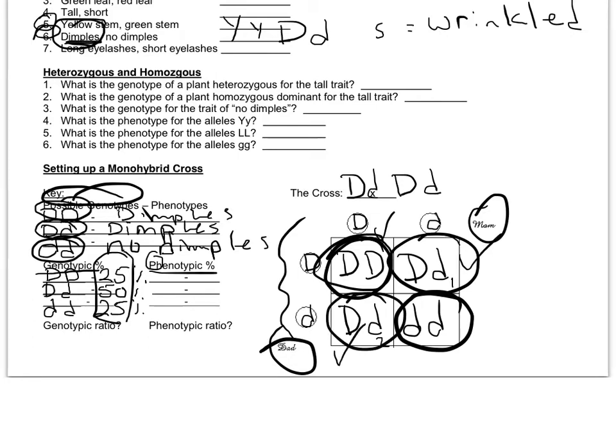Capital D, again, yes, that's 3. Lowercase d, no, that individual does not. That's 3 out of 4. What percentage is that? It's 75%. So when we put this on our answer key, we're going to write the word dimples, and then we're going to put 75%. And that leaves 25% with no dimples.